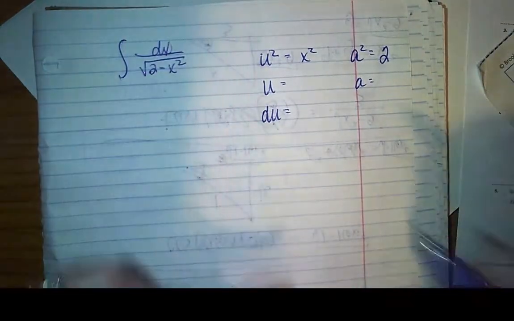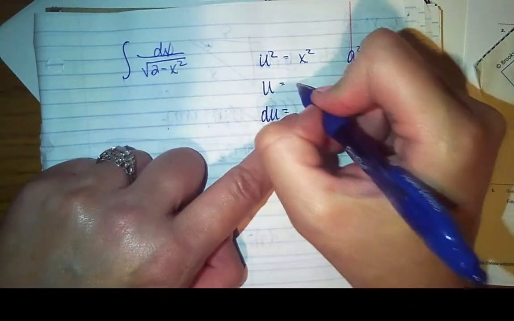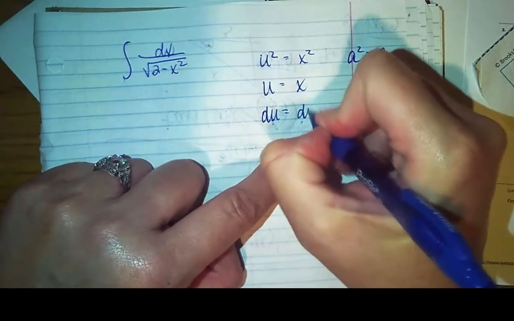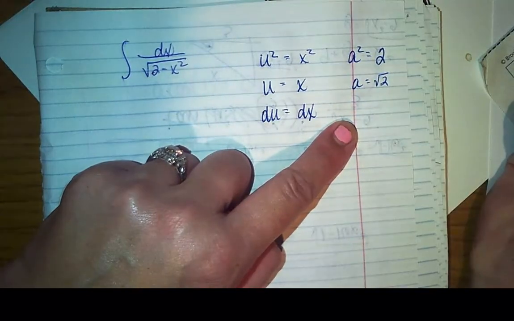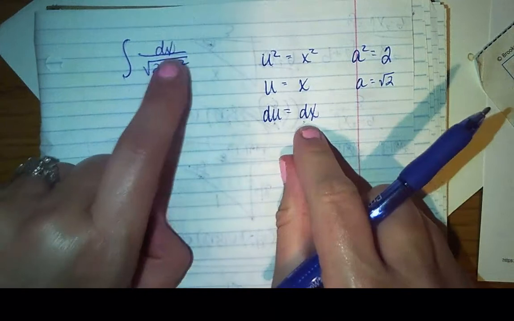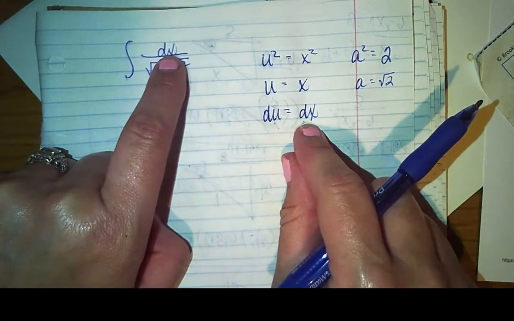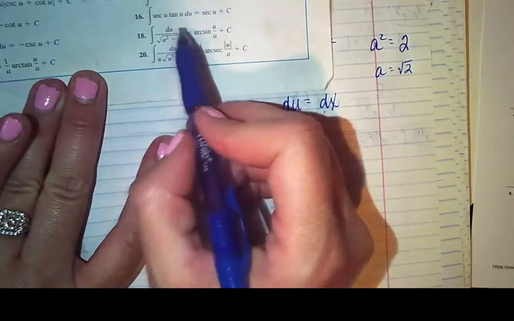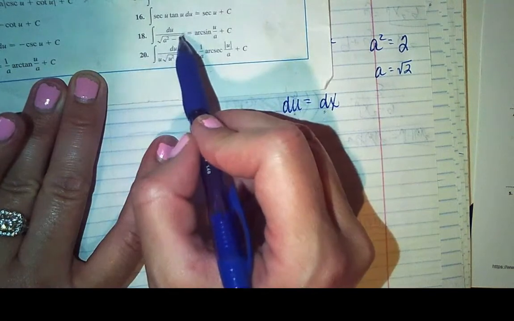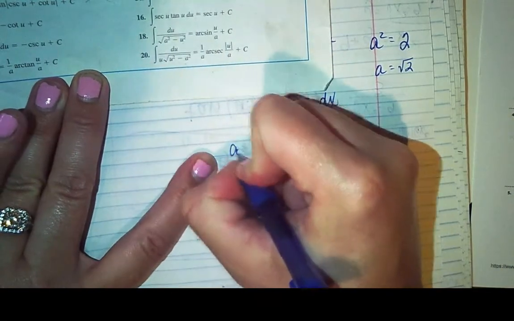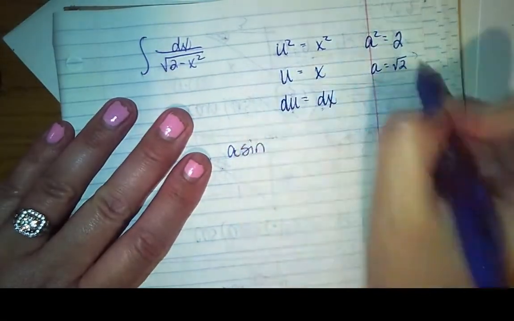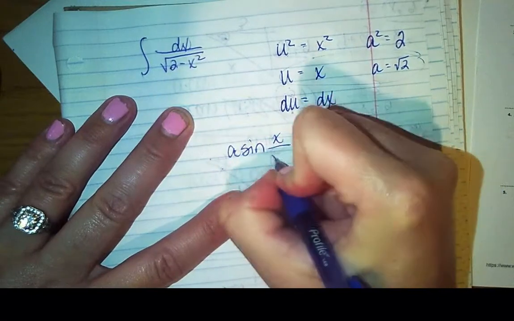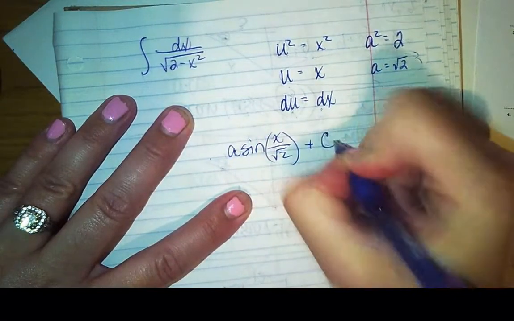Now just drop everything down. If u squared is x squared, then u must be x. du must be 1 dx. And if a squared is 2, then a must be root 2. Since you already have the 1 dx, you don't need to balance anything. So this is just a straight substitution into the formula sheet. So what do we have? If that format is satisfied, which it is, then the integral becomes the arcsine of u over a plus C. So there's your u over a, which is x over root 2, plus big C.